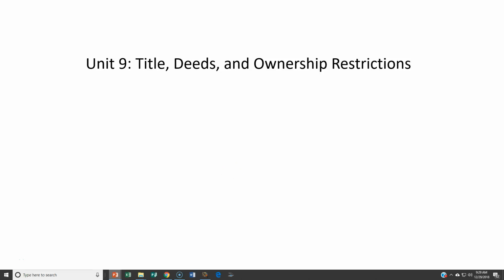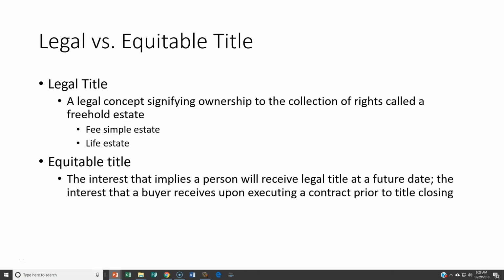Okay, we're talking now about title deeds, ownership, and restrictions. First of all, we want to explain the difference between legal ownership, legal title, and equitable title. Legal title is a legal concept signifying ownership of a collection of rights called a freehold estate, and it comes in two forms: fee simple estate and life estate. When we say we have title, we often mean we have ownership. I have title to this property, I have ownership of this property.